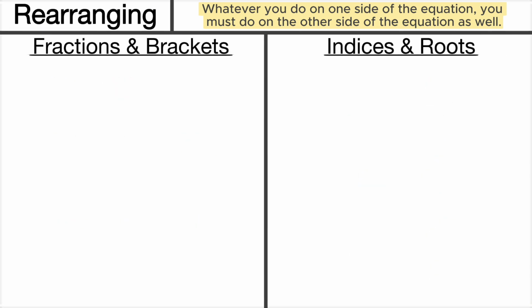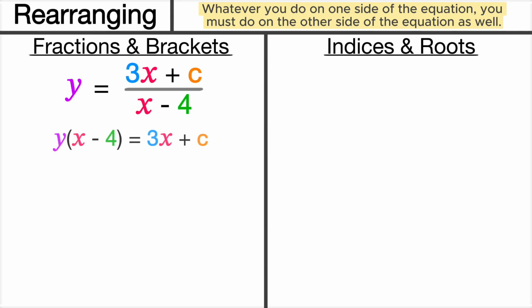In some cases, you will encounter fractions where the numerator or denominator includes brackets or more complex expressions. To rearrange these types of equations, you may need to expand or factorize brackets to isolate a variable. For example, to make x the subject of this equation, start by multiplying both sides by x minus 4 to eliminate the fraction. Now expand the single bracket on the left side to get the equation xy minus 4y equals 3x plus c. The next step is to move all the terms involving x on the same side of the equation. To do this, add 4y to both sides and then subtract 3x from both sides.